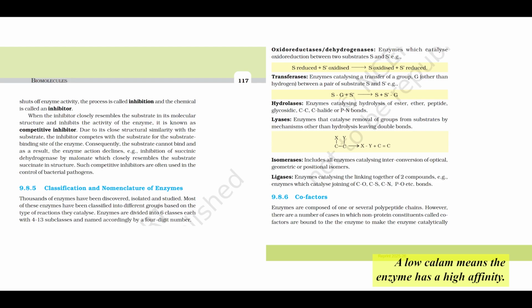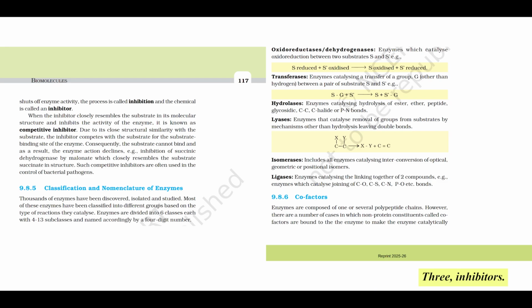A low Km means the enzyme has a high affinity. It can reach half its maximum speed even at low substrate concentrations. A high Km means low affinity. It needs a lot more substrate to get up to speed. Low Km equals high affinity. High Km, low affinity. Okay, that's important.